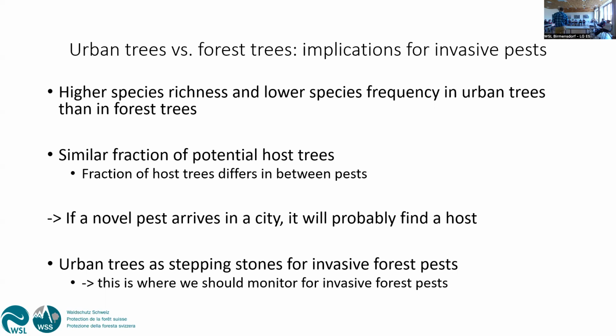And that also means that this is where we should monitor for invasive forest pests. And this has been a hobby horse for me for the last 1.5, 2 years. I've always been saying that we should sample in cities, not in forests.